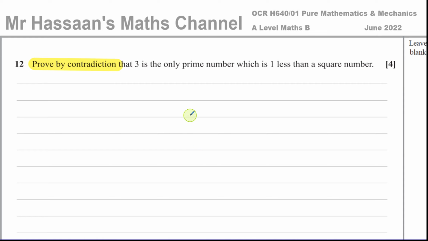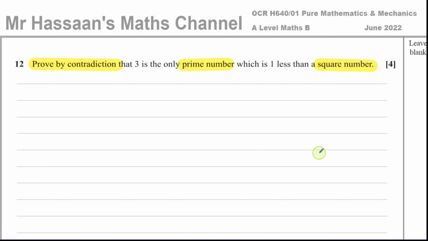So here we have to prove by contradiction that 3 is the only prime number which is 1 less than a square number. Of course we have to understand what prime numbers are and what square numbers are in order to answer this question. A prime number is a number which has exactly 2 factors, no more and no less.